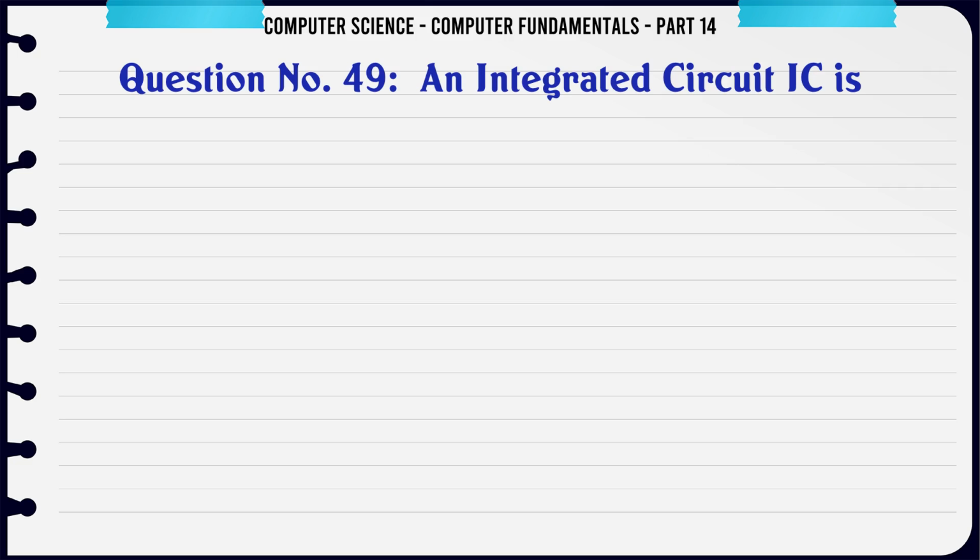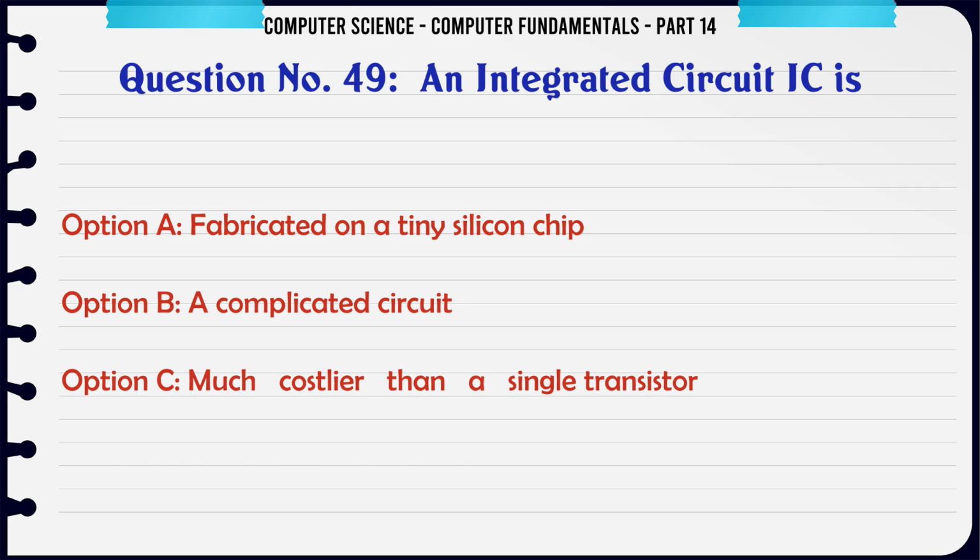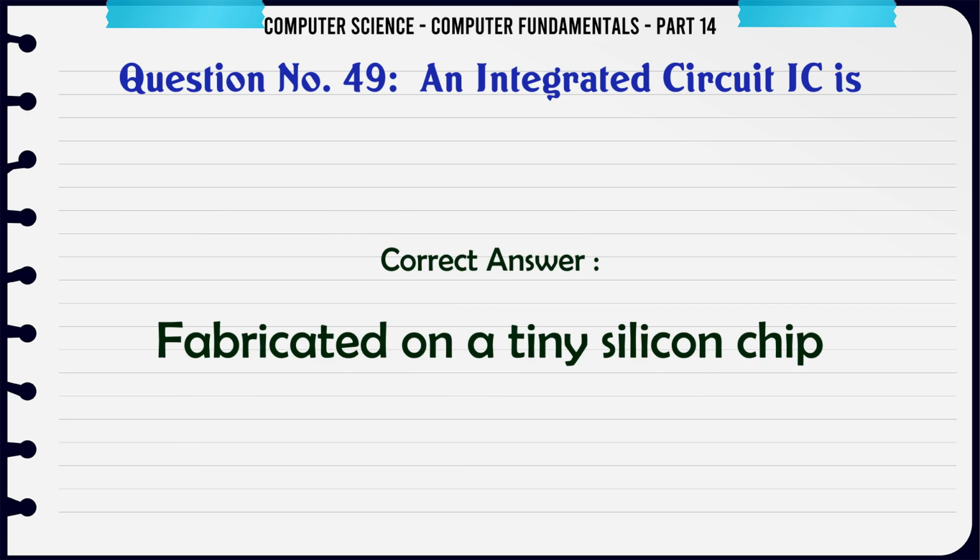An integrated circuit (IC) is A. Fabricated on a tiny silicon chip. B. A complicated circuit. C. Much costlier than a single transistor. D. An integrating device. The correct answer is fabricated on a tiny silicon chip.